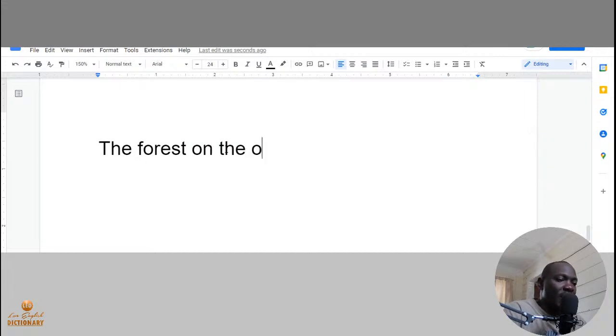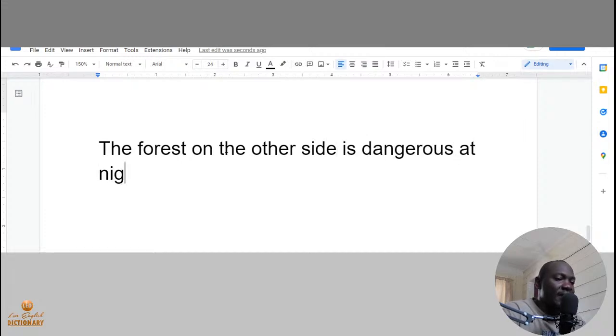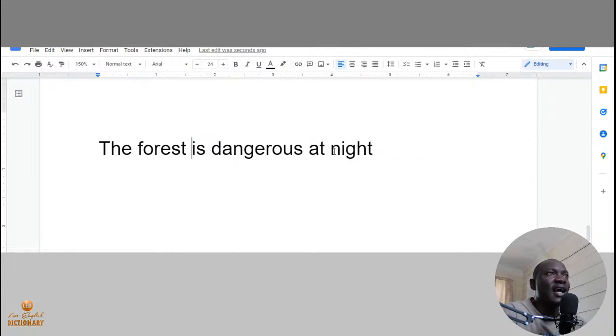The forest is dangerous at night. No, let me not put on the other side. The forest is dangerous at night. Is that a good sentence? The forest is dangerous at night.